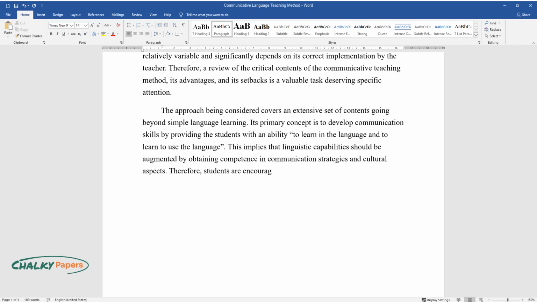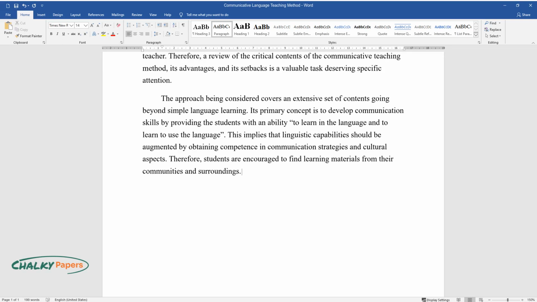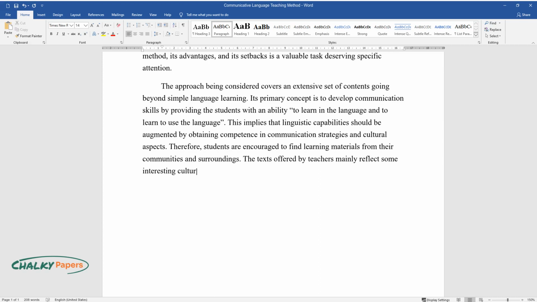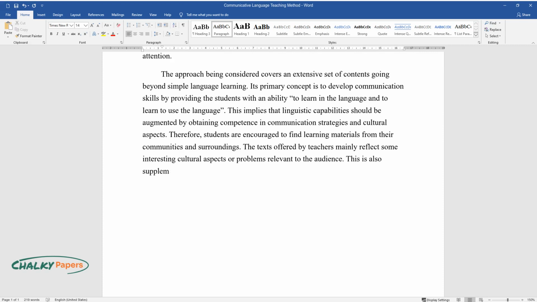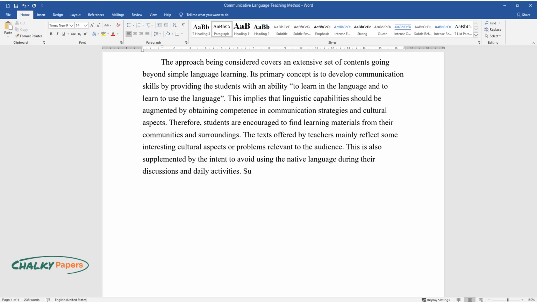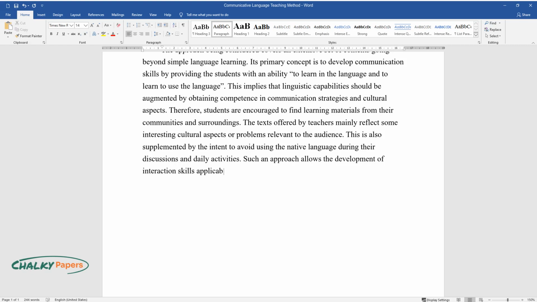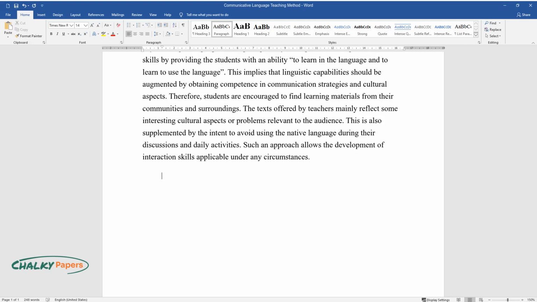Therefore, students are encouraged to find learning materials from their communities and surroundings. The texts offered by teachers mainly reflect some interesting cultural aspects or problems relevant to the audience. This is also supplemented by the intent to avoid using the native language during their discussions and daily activities. Such an approach allows the development of interaction skills applicable under any circumstances.